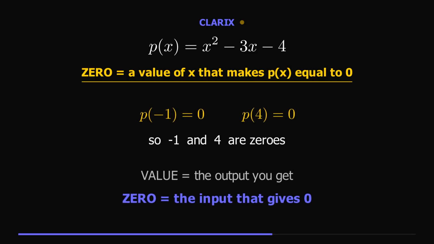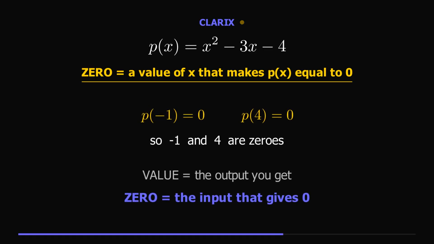The value is whatever number comes out when you plug x in. A 0 is the special input that makes the output exactly 0. The value is the answer. A 0 is the input that gives the answer 0.